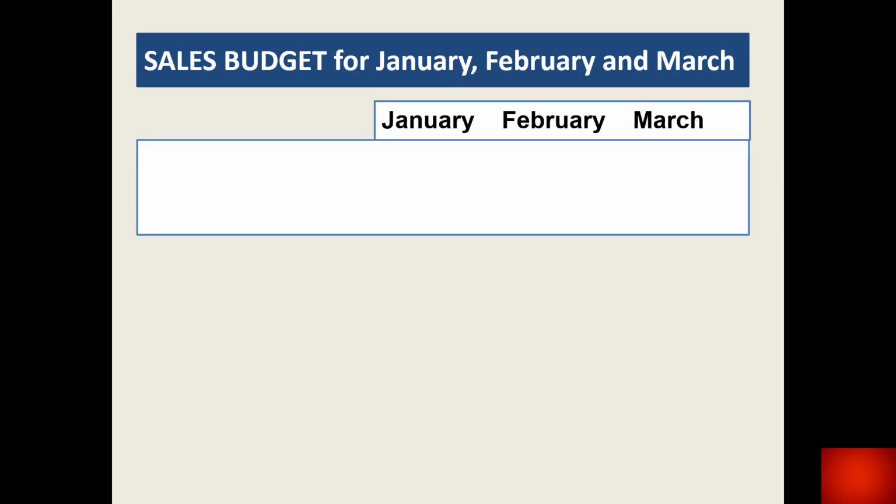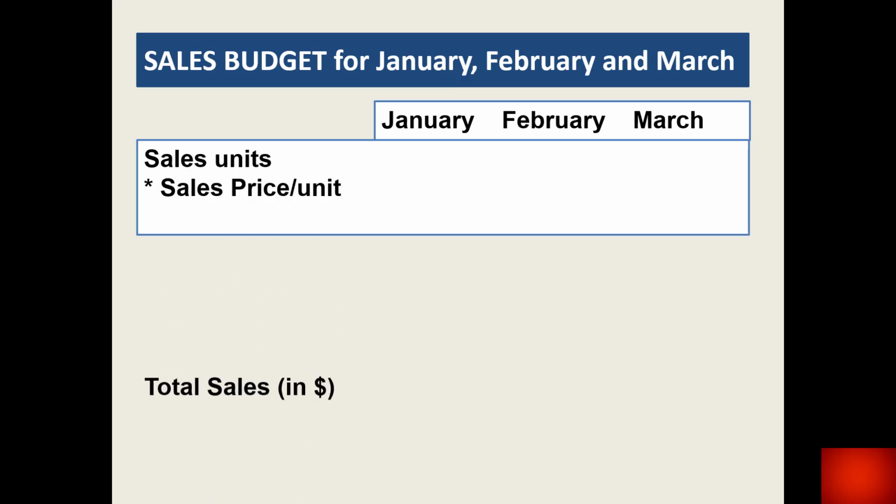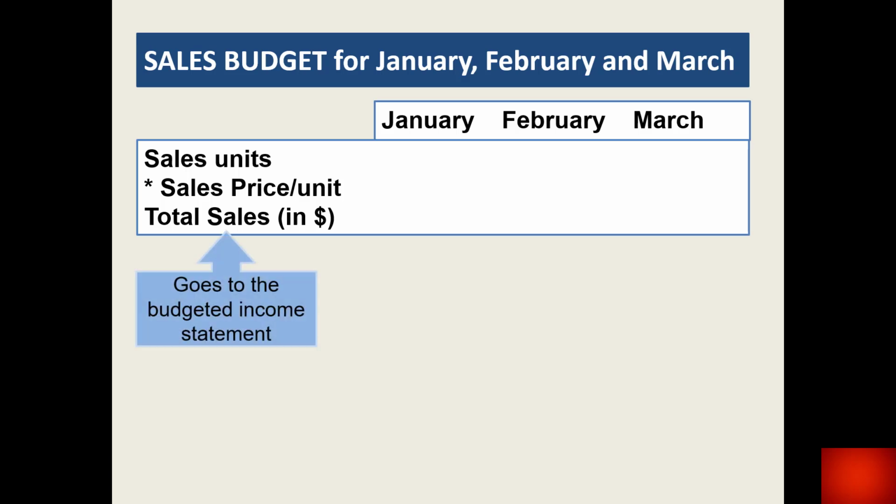The sales budget looks just like the calculation for sales. You'll take sales in units, you'll multiply by the sales price per unit, and you'll get total sales dollars. This, of course, is computed to go onto the budgeted income statement.